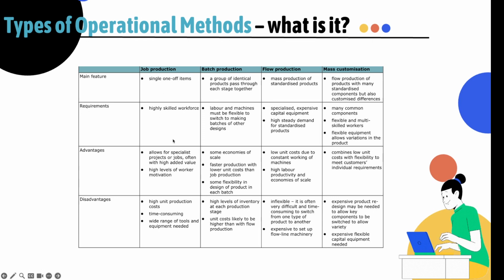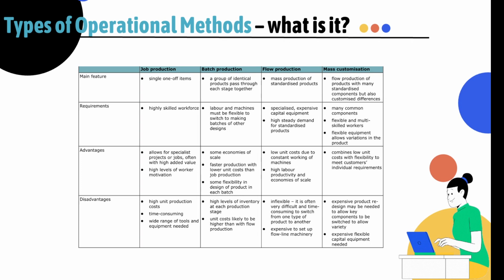So, job production is for single one-off items. Batch production is a little bit larger than job production, by batches, maybe 10, 12, 20 in a batch, right? Where they're almost identical. Flow production is mass production of standardized product, even larger than batch production, where it involves machines, right? And then you have mass customization, which is a flow production method, but with customized differences. So which means that you're able to give more variety to your customers' needs.